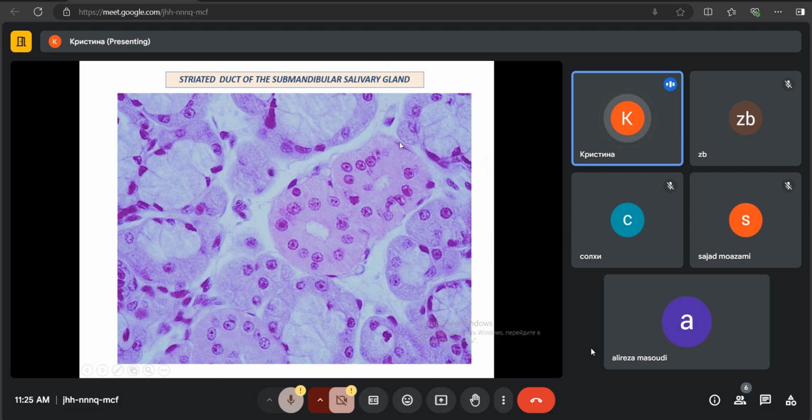They are also surrounded with myoepithelial cells with flattened nuclei, seen here. These are secretory portions. This one is mixed, and this one is serous.